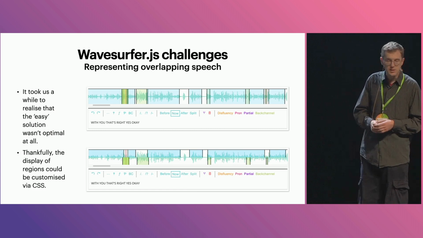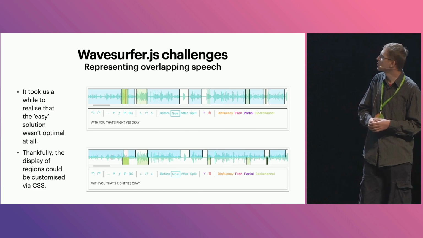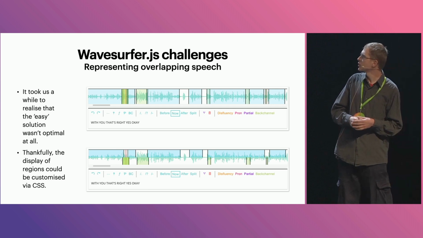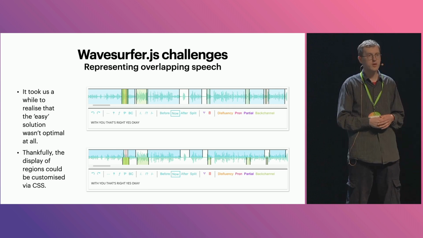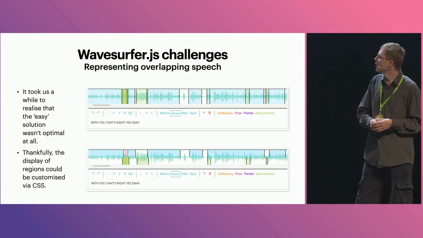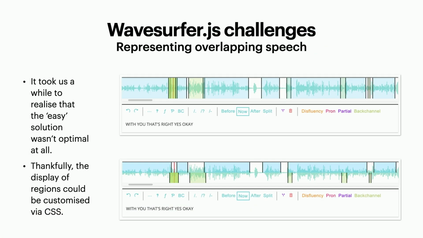All right, so let's talk about a critical UI challenge we had there. On the top, you see what we get for free from the library. And this is about representing overlapping speech. When two people are speaking at the same time, we have to display segments at the same spot. And really the issue was only realizing what the problem is, that the fact that they are semi-transparent doesn't really help. It's not that useful. After that, it was easy to customize the display with CSS.